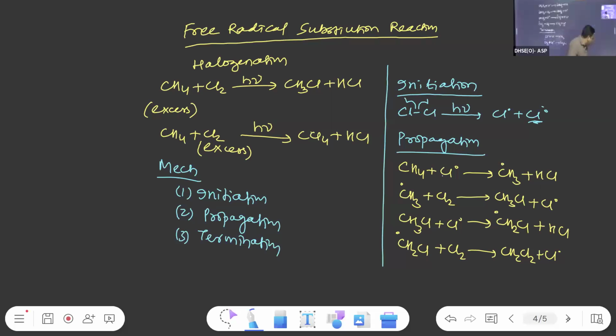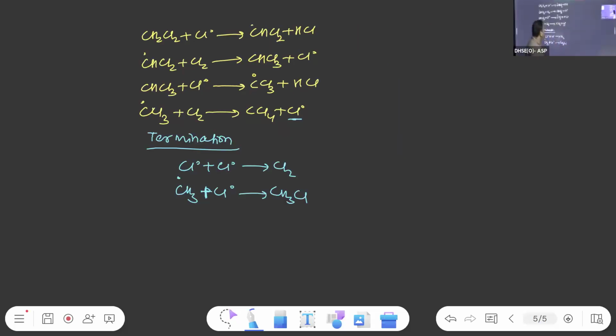It will continue until all the hydrogen atoms are replaced by halogen atoms. So this is the case. I think it is clear.